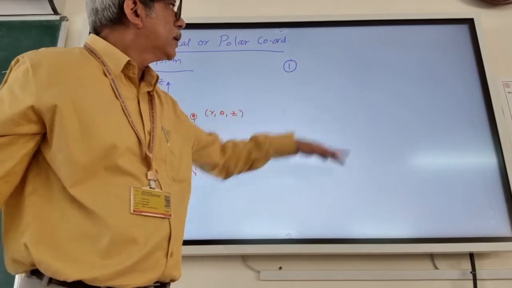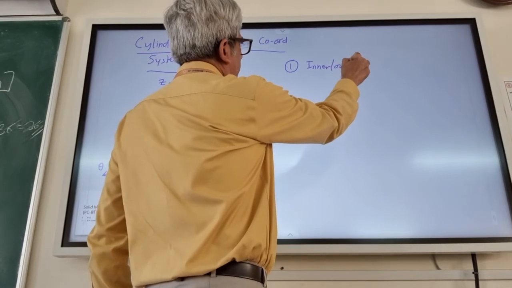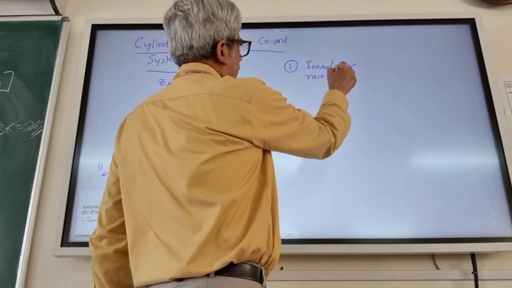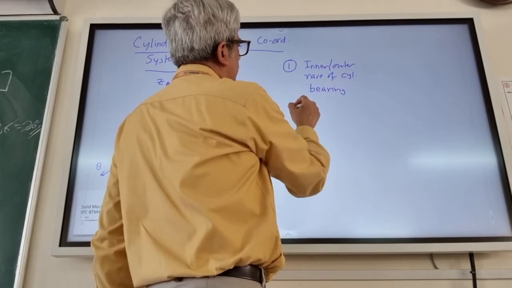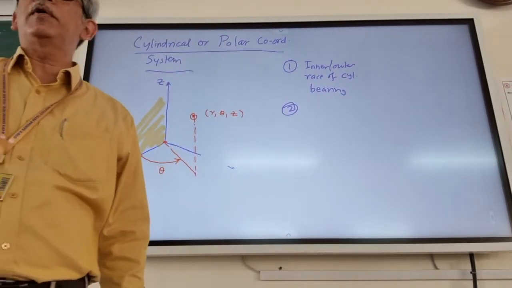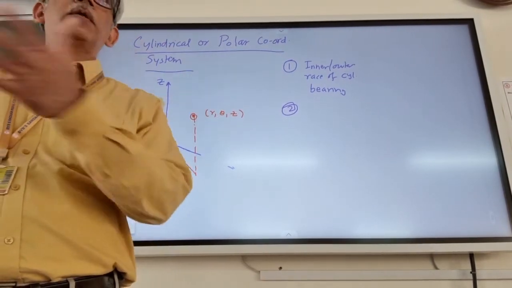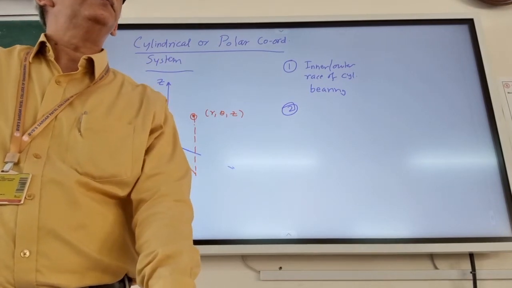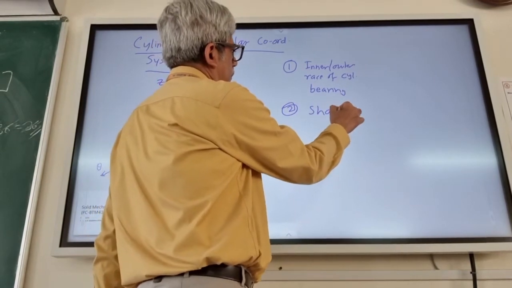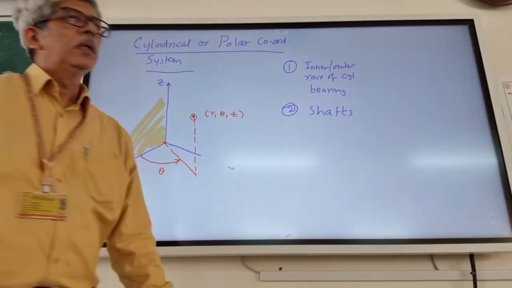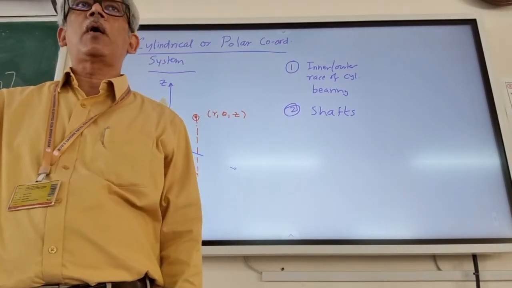But yes, the first part we discussed here is the inner and outer race of the cylindrical bearing. Any other component which you have come across? You have observed so many. Okay, shafts which are used for power transmission. Those are cylindrical components.